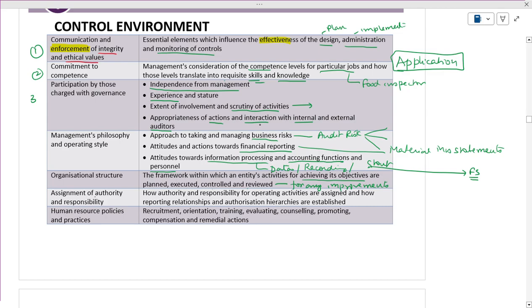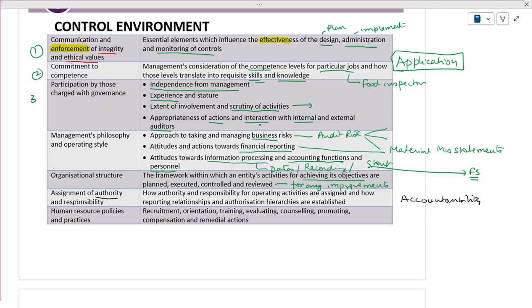Assignment of authority and responsibility. See, you are giving authority, but there should be responsibility also. With authority there should be responsibility, and with responsibility there should be accountability also. You are giving authority to a purchase manager to place the orders. Once you give that authority, he is responsible to place the orders. If anything happens, he is accountable.